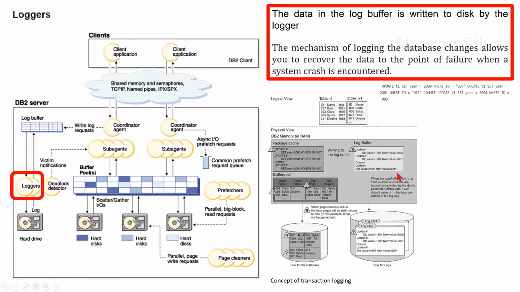DB2 checks to see if the log buffer is full or if mincommit commits have been performed. If any of this occurred, the information in the log buffer is written to the log files in the disk for logs. The mincommit database configuration parameter indicates the maximum number of commit commands required before writing from the log buffer to the disk for the logs. Log files can contain committed or uncommitted data.